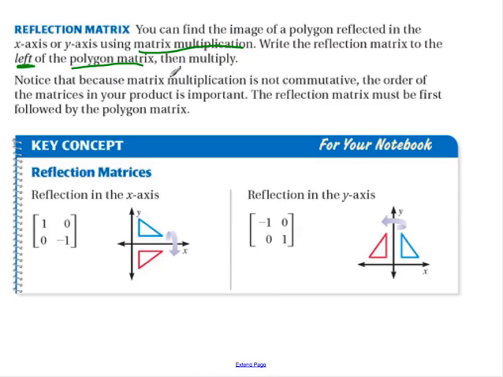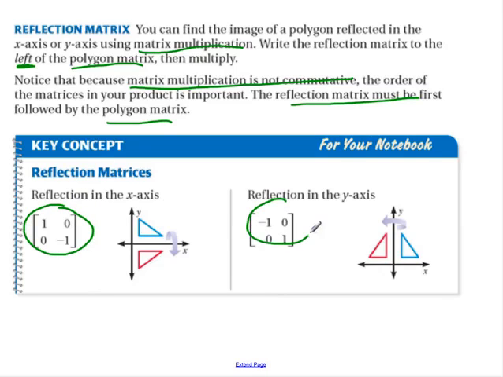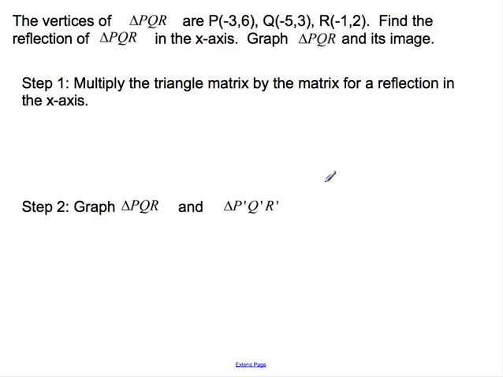Notice that because matrix multiplication is not commutative, something we discovered in a previous lesson, the order of your matrices in the product is important. So the reflection matrix always has to be first, and your polygon matrix is second. So here's the idea. These are reflection matrices. We'll always put these first, either one of these, depending on which one we're multiplying by, followed by what's called a polygon matrix, which we'll show right here.